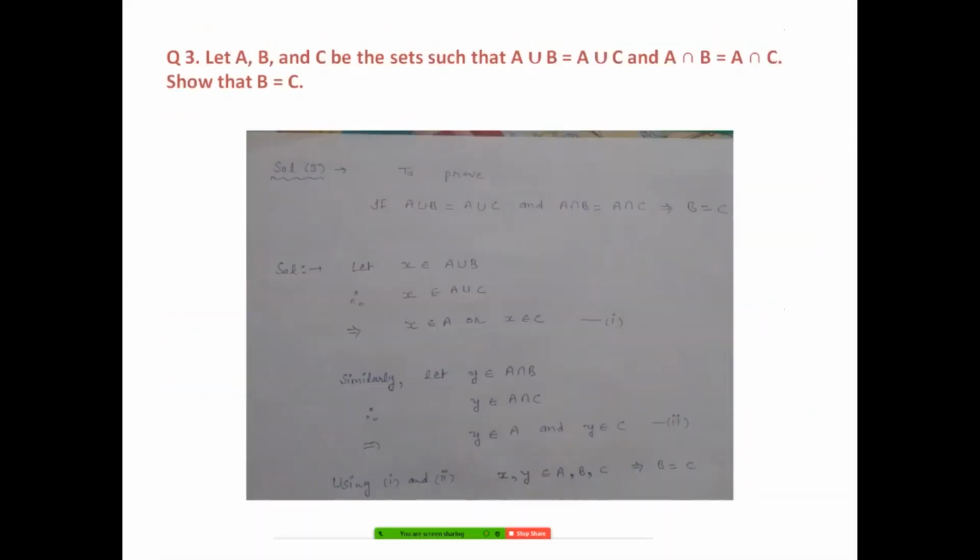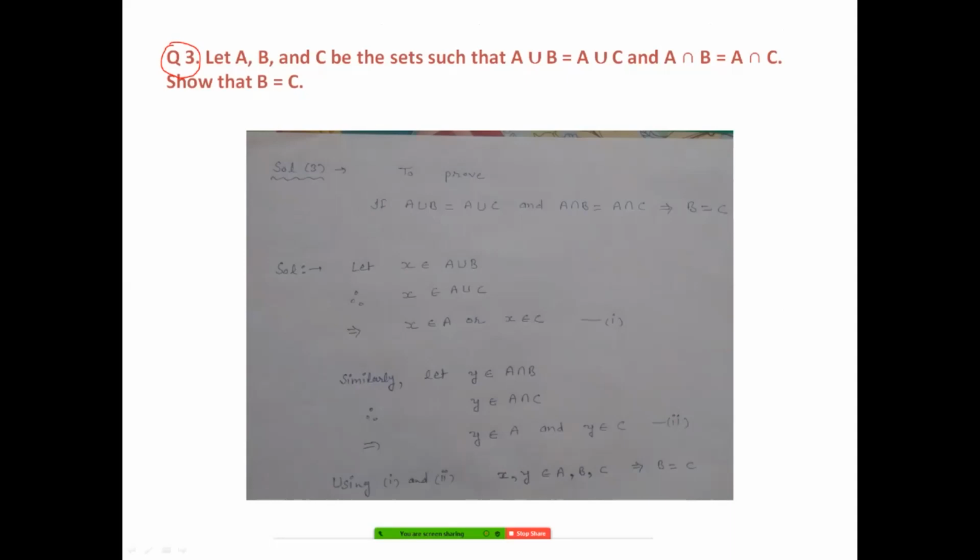My dear students, now we are coming to question number 3. Let A, B and C be sets such that A union B is equal to A union C and A intersection B is equal to A intersection C. Then show that B is equal to C.